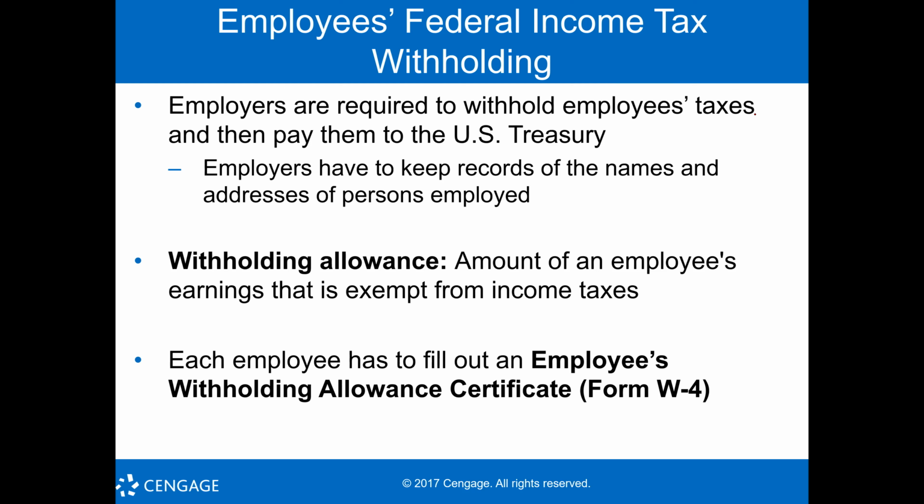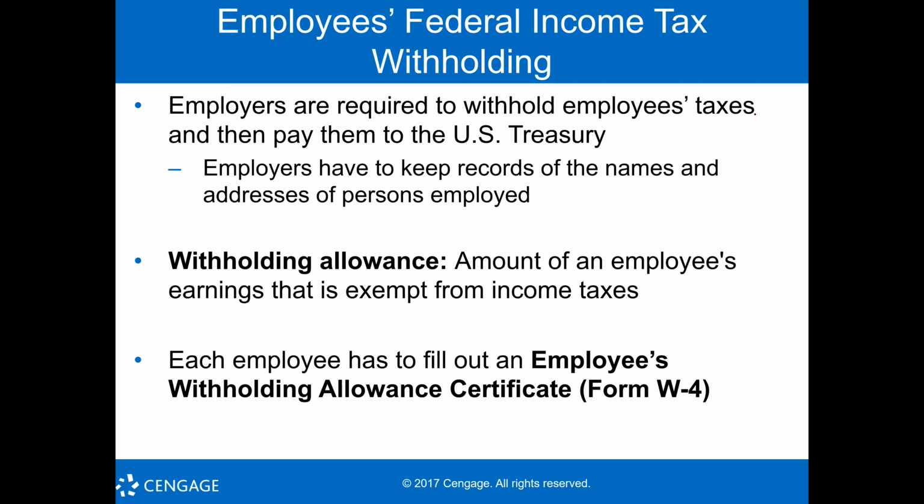Employers have to keep records of the names and addresses of persons employed, and then the withholding allowance. So when we get a job, and for those of you that have worked before, you've probably seen this form. I think it shows us an example on the next slide. But to get our withholding allowance, we use this form, the W-4, when we start working at a place. Everyone has to fill this out. It's the amount of an employee's earnings that are exempt from income taxes. So the more allowances we have, the less taxes they take out.